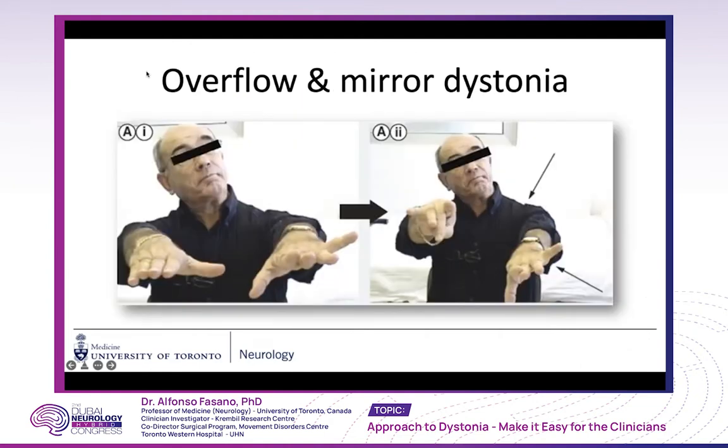Overflow means that anytime there is a voluntary action, like in this example here, there's an activation of other muscles distally, in this case, the shoulder. And mirror means that when the patient moves, like in this case, is moving the right side, the left side does something similar. So this is another classical feature of dystonia.